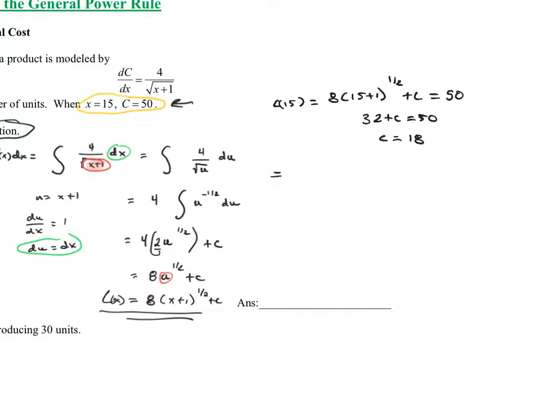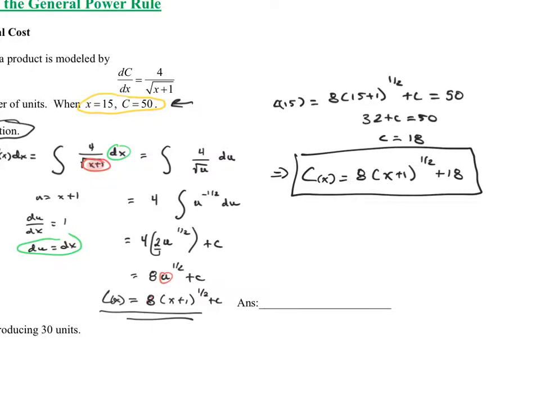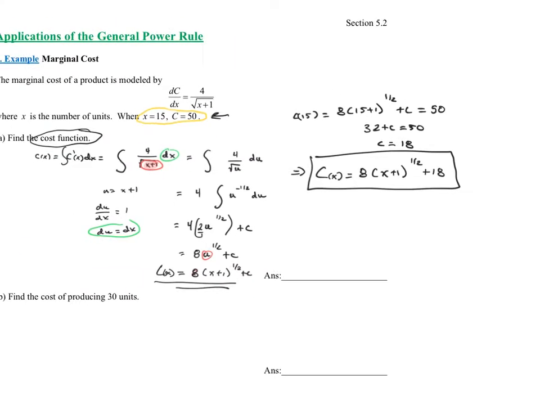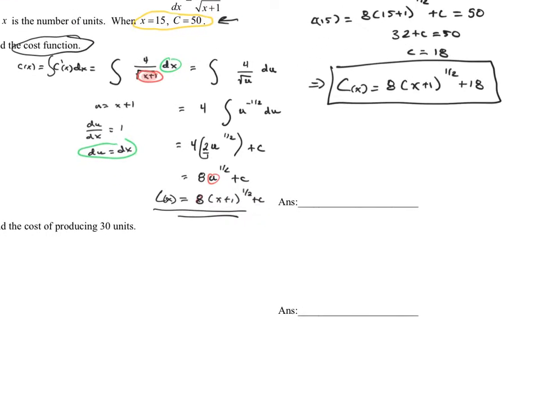So that tells me that my actual cost function, the real exact cost function, is 8 times (x plus 1) raised to the 1/2 plus 18. That's my real cost function, the exact cost function with the given initial condition. So let's look at part B here. It says find the cost of producing 30 units. Well, that's easy. Now that we have the cost function, all we have to do is plug in the number 30. So that'd be 8 times (30 plus 1) raised to the 1/2 plus 18.